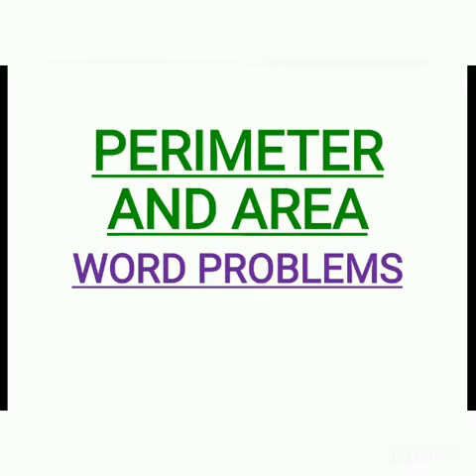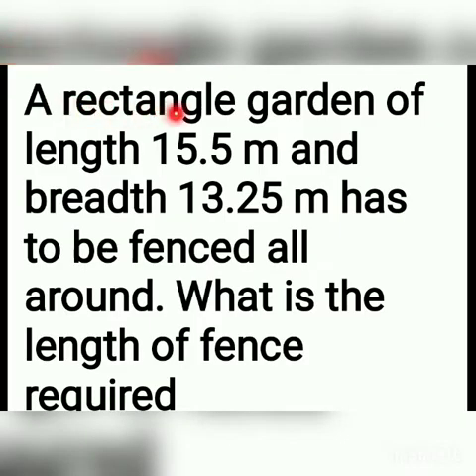First question: a rectangular garden of length 15.5 meter and breadth 13.25 meter has to be fenced all around. What is the length of the fence required? So, what all things are given in the question? The garden is in the shape of a rectangle, and its length and breadth are given. It has to be fenced all around.